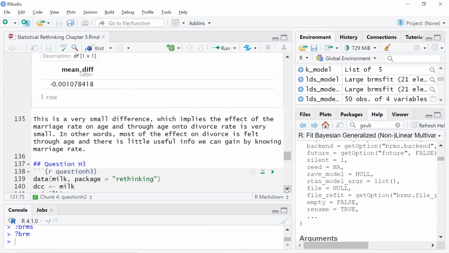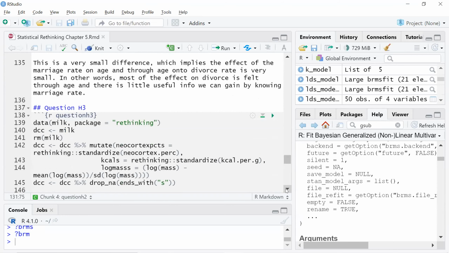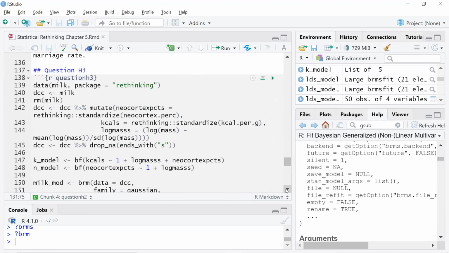So, okay, I'm going to try to make this quick and only have a few more minutes. So this is the milk energy model. Suppose that the true causal relationship among the variables is M, which is mass, affects neocortex percent, which affects the kilocalories per gram. However, M also directly affects kilocalories per gram.